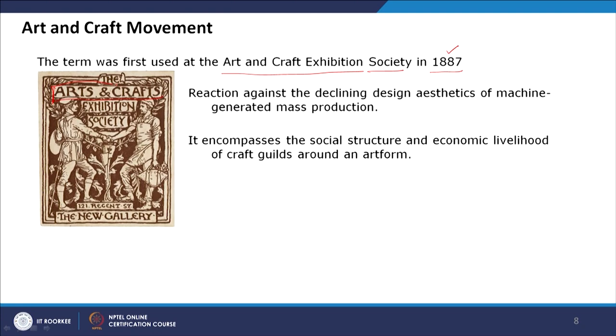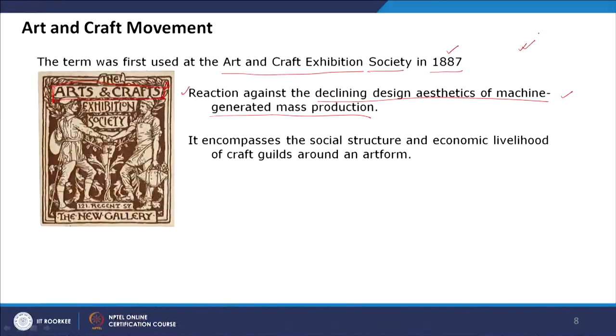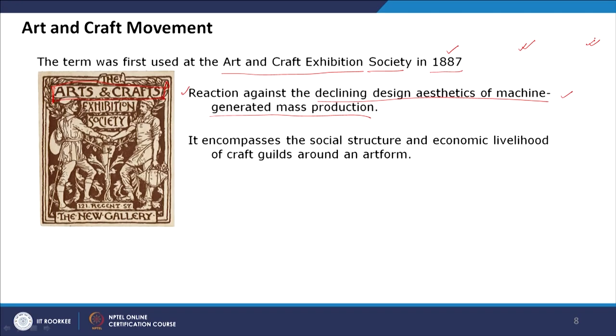The main agenda of this exhibition was a reaction against the declining design aesthetics of machine generated mass production. They are calling it the declining aesthetics of machine generated mass production, because aesthetics is a very subjective term, and earlier we studied in the Machine movement that machine aesthetics was celebrated. So either you like the machine aesthetics where the machine will be visible and this grotesque style of machineries, you will enjoy that, and that style will be used to decorate your facade, or you like the ornamentation and highly ornate man-made things. For them the machine generated aesthetic was not good, so that was within their agenda.